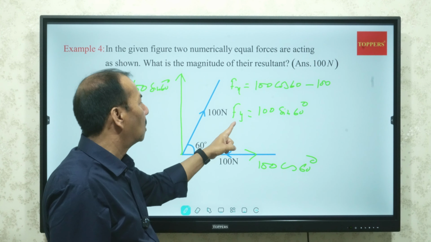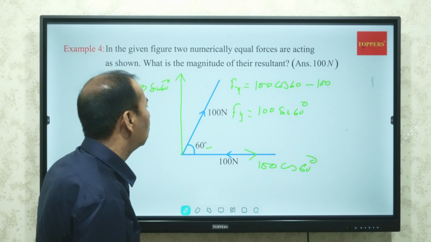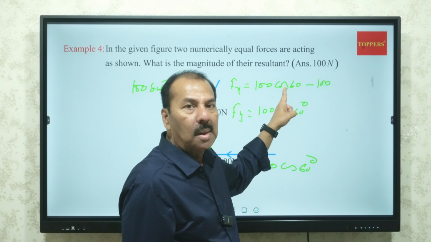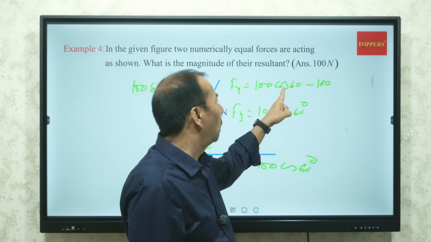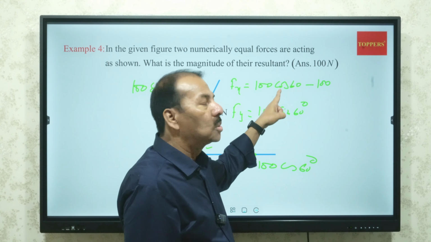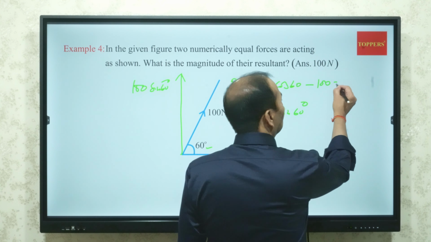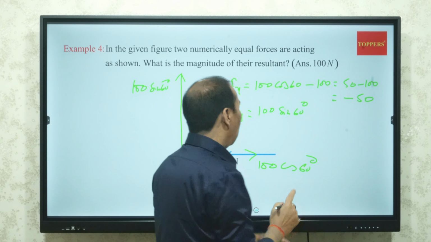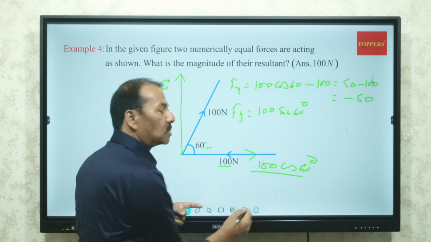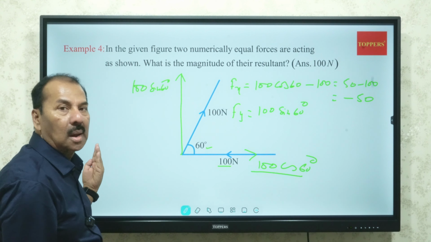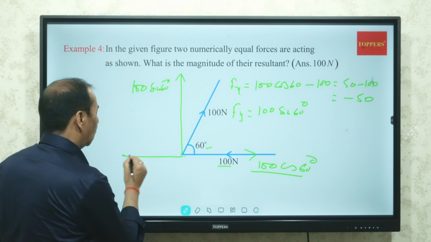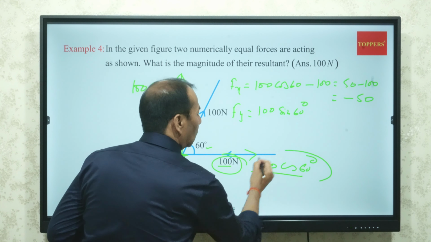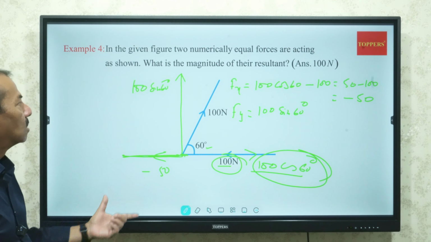Now Fx is known to us, Fy is known to us. So the resultant force will be equal to how much? Cos 60 is equal to 1 by 2. So 100 into 1 by 2 becomes 50. So this becomes 50 minus 100, which means it is minus 50. It means the resultant of this force and this force is finally acting along the negative of the x-axis. This is minus 50, the resultant of this force as well as this force.